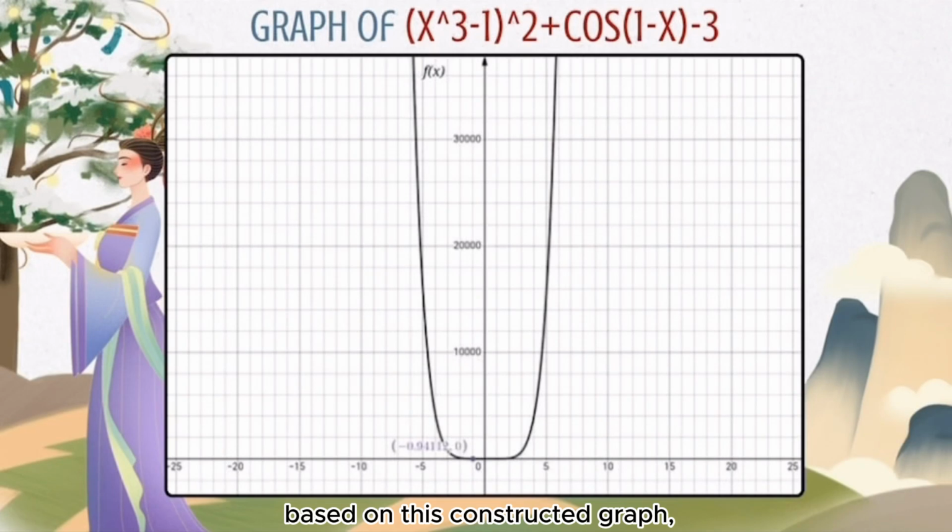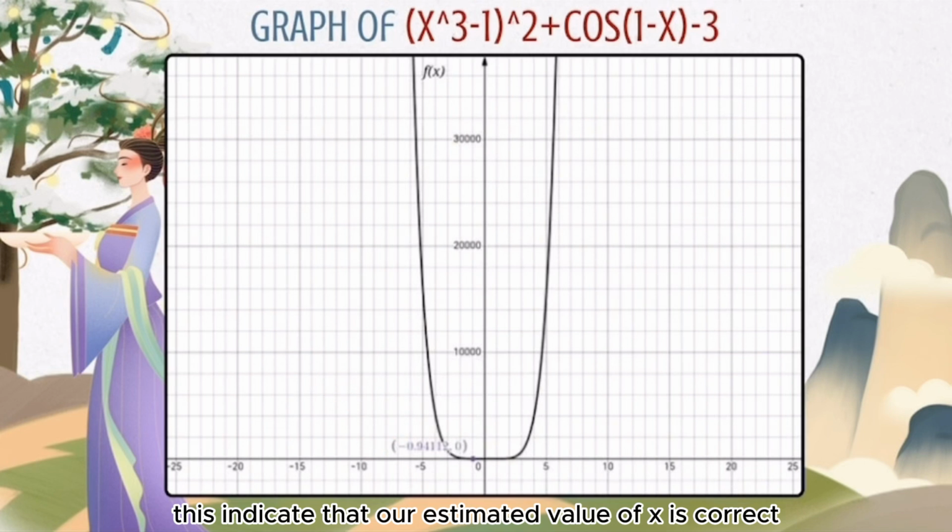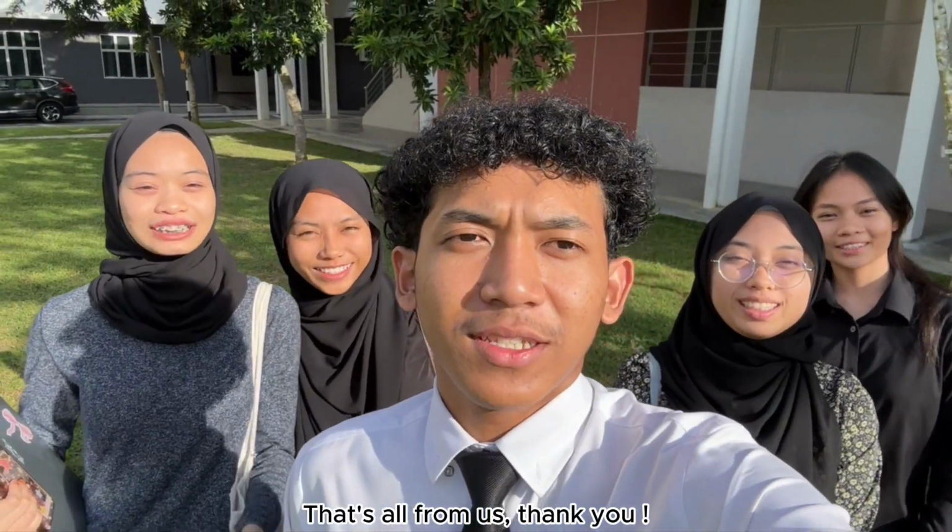Based on this constructed graph, we find that the x-intercept is -0.94112. This indicates that our estimated value of x is correct. That's all from us. Thank you.